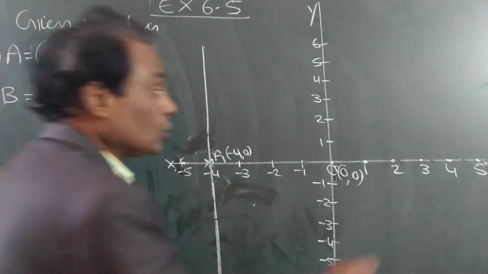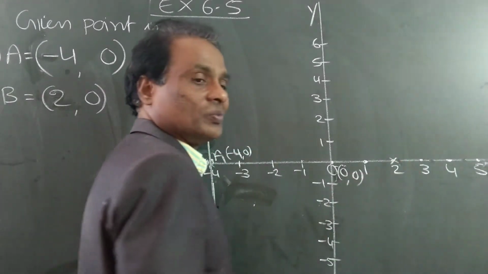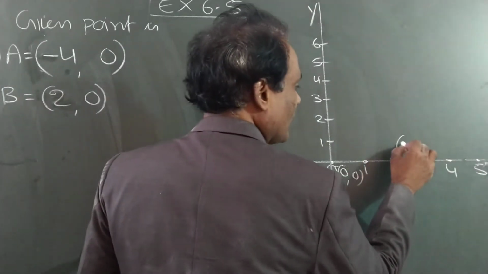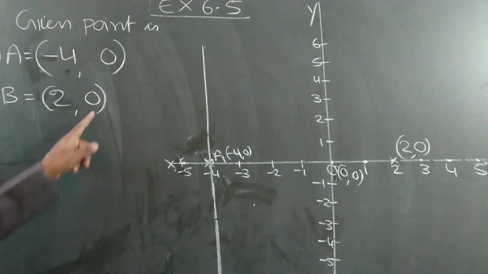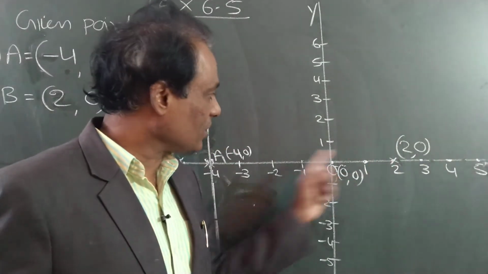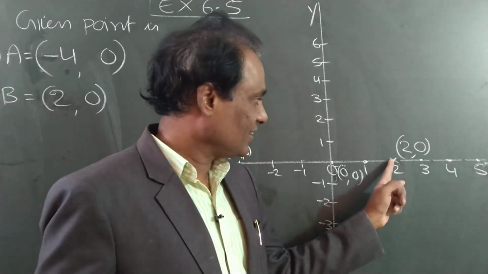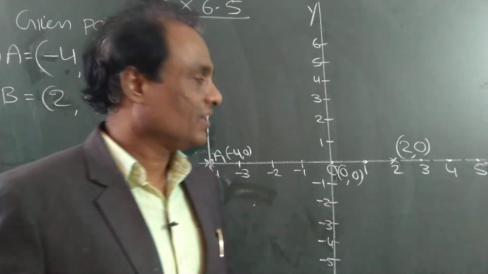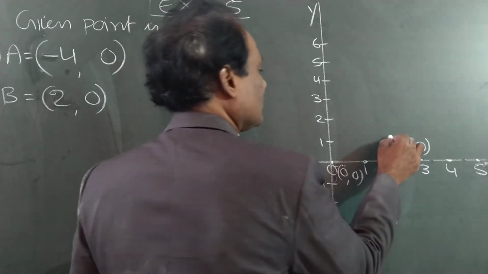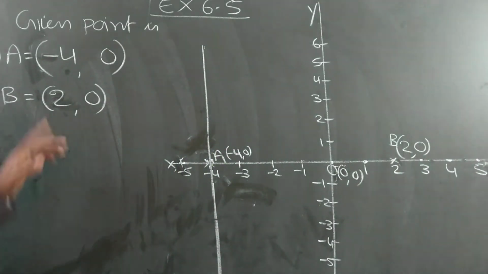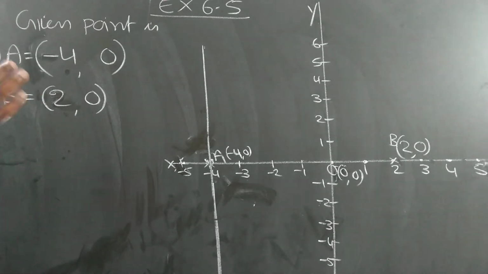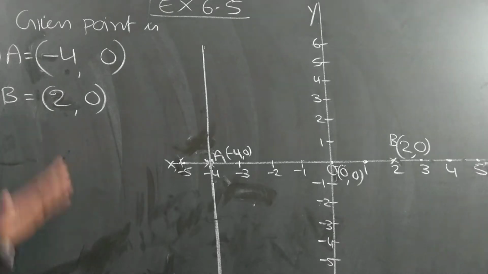X value 2, y value 0. X value 2 means it is on the x-axis, and y 0 means here only. 2, 0 is the point. In the same figure I am drawing all the lines. Actually they are separate questions, but only for practice.